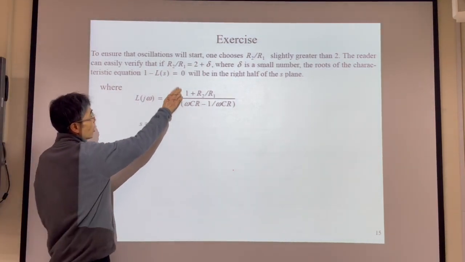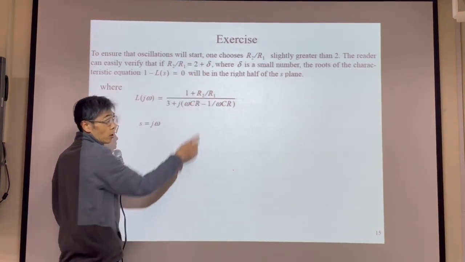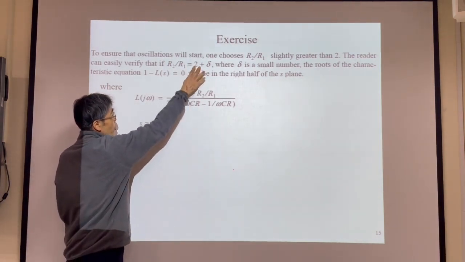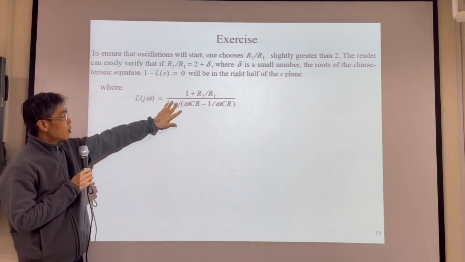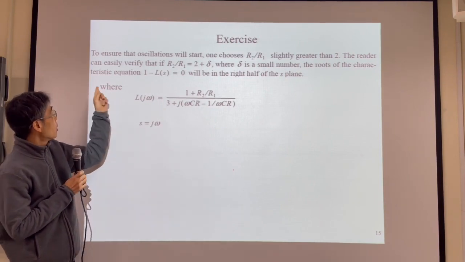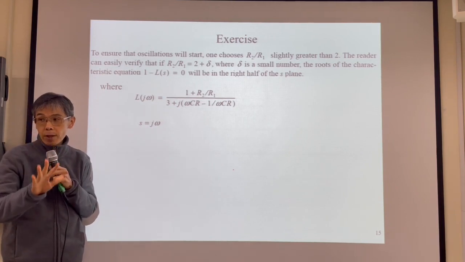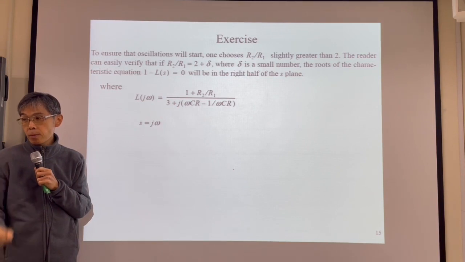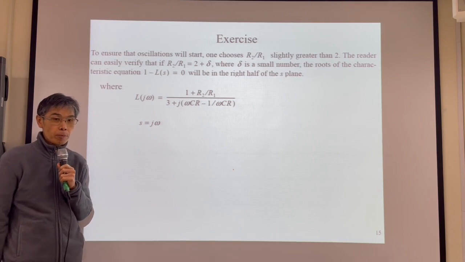So if we choose R2 divided by R1 equal to 2 plus delta, delta is a small positive number, so we can replace this one into this one. Then solve the equation. Then you can prove the roots of the characteristic equation are in the right half plane, which means it has a real part, and the real part is greater than 0. Okay, please do this. Camera off.